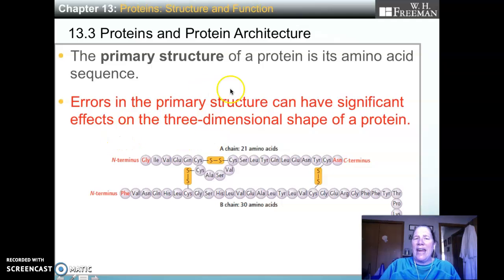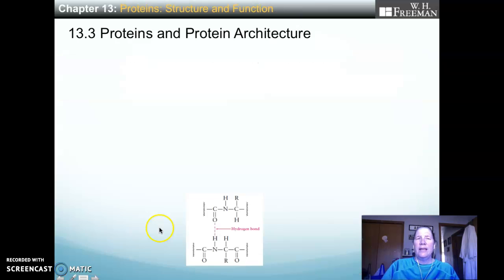If you have an error, so if this messes up, like it did here and here, then you're going to have a problem with its shape. It can't do what it wants to do. But we actually have other proteins that come along and say, oh, wait a minute, something's missing here, let's fix it. We do have fixer-upper proteins. They're like quality control. They go down the line and say, wait, oh, no, this is wrong, so they'll fix it up. But the primary structure is whatever the sequence of amino acids is. That's the first thing.